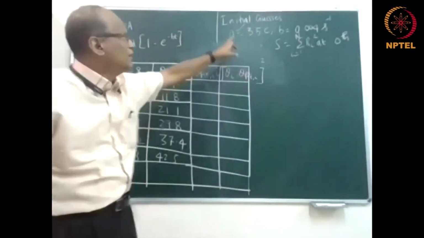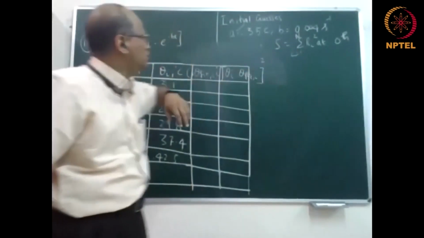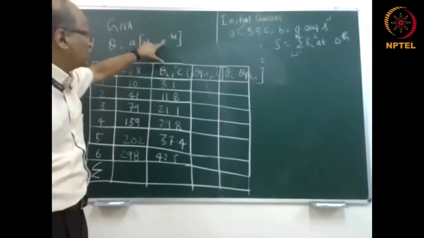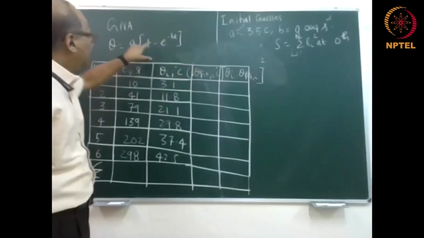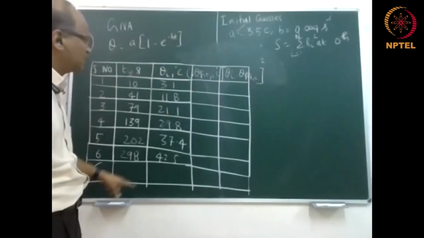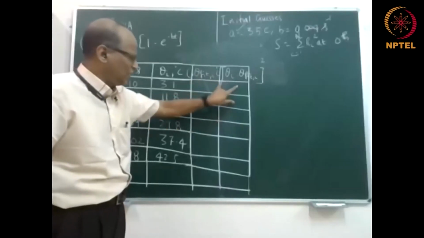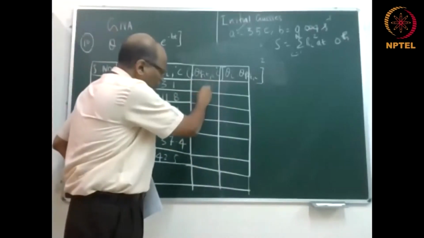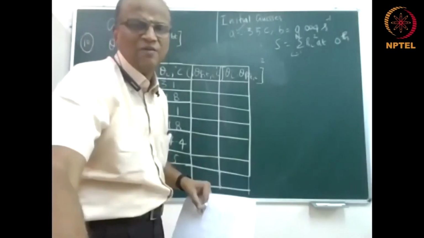What is the proposal? A equal to 35, B equal to 0.004. Substitute the proposal or the fit and then take values of T1 to T6 here. Calculate theta fit i, take the difference, square it, and as you keep filling, you keep telling it or come on chat and let me know.